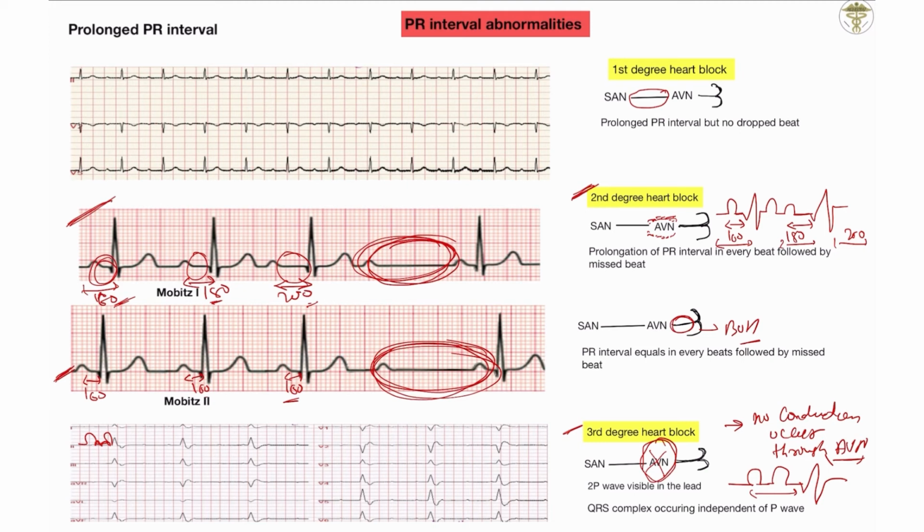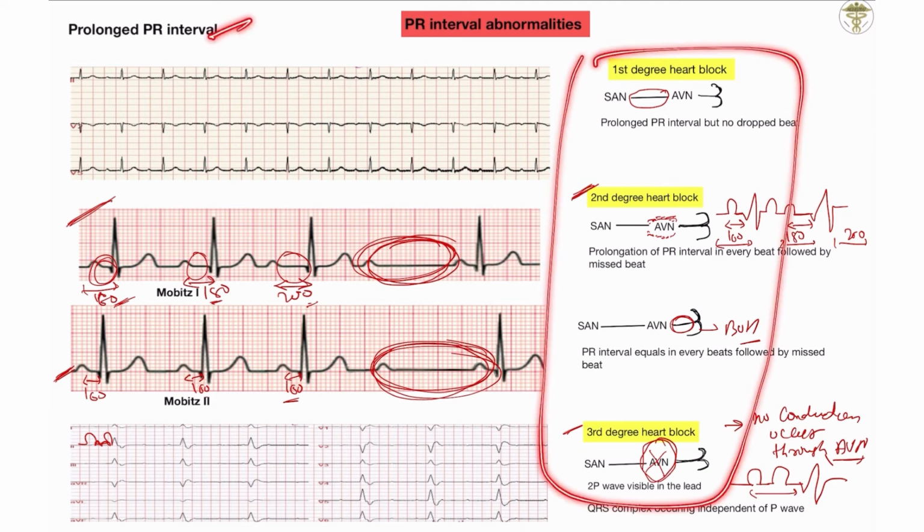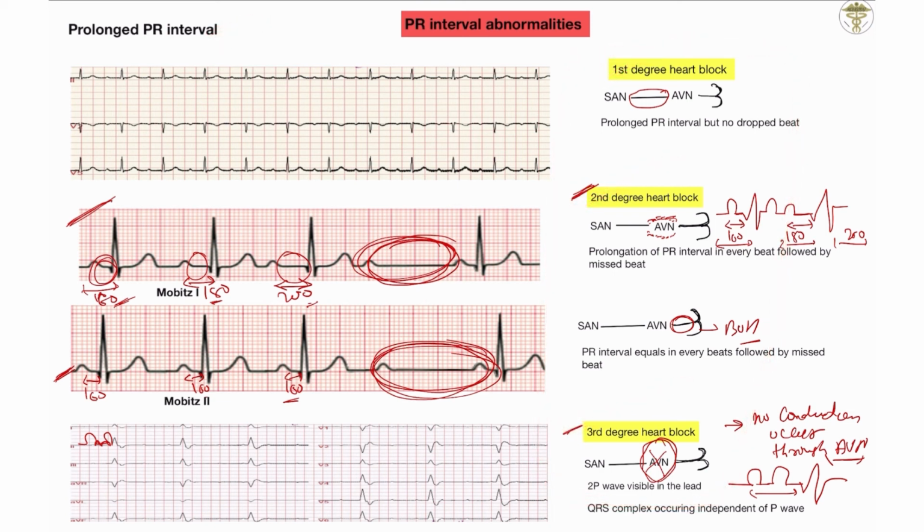This is the third degree type of heart block, and these are all the prolongation of the PR interval: first degree type, second degree type, and third degree type. These are the PR interval abnormalities.